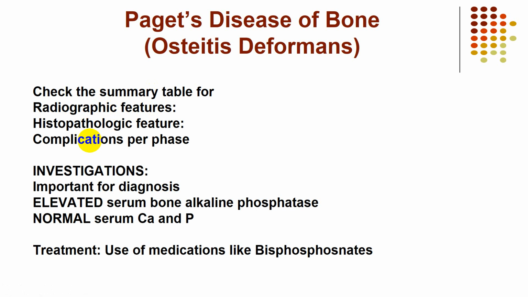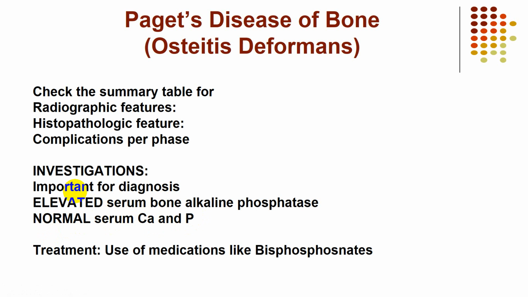For the investigations of patients with Paget disease of bone, we need to have 2 tests. One will be for serum bone alkaline phosphatase, which will be elevated, while the serum calcium and phosphate are normal. So these are important findings for the diagnosis.